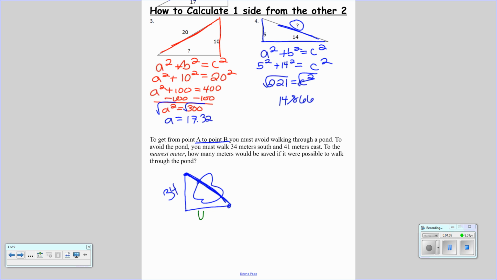So we would have 34 squared, which is a squared, plus b squared, 41 squared, equals c squared. And we'd solve for c. So you'd have 34 squared plus 41 squared, and then you would have to take the square root of that. And you should get c is equal to 53.26. Okay, give it a try, see if you can't do that on your own.